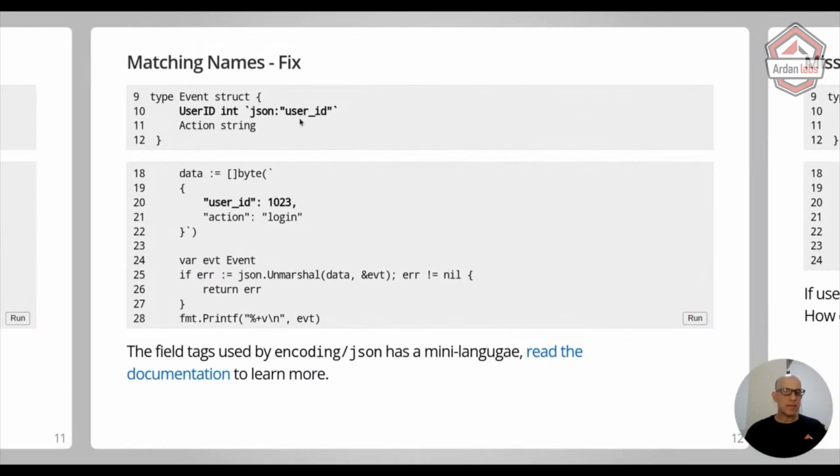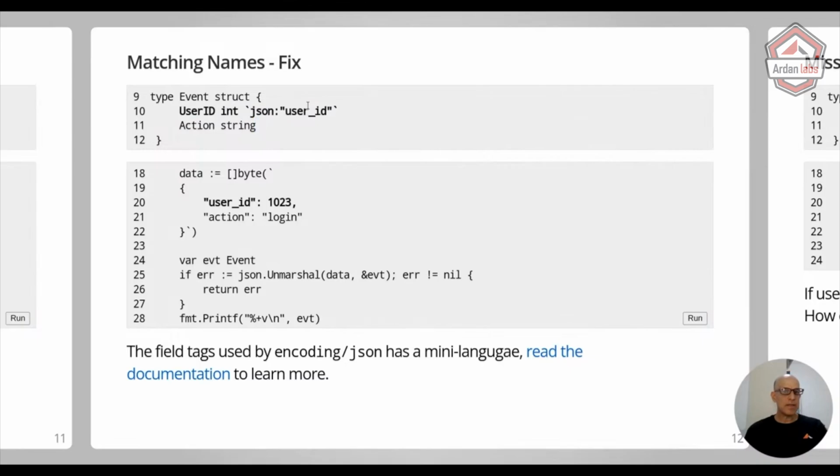Okay, so the solution for this one is something known as a field tag. I can add this next to the user ID, and this is known as a field tag. It's not necessarily just for JSON. You are going to see it also in, let's say, ORMs or in YAML. Each of them has its own mini language of field tags, and you can read the Go spec to see what you can do here.